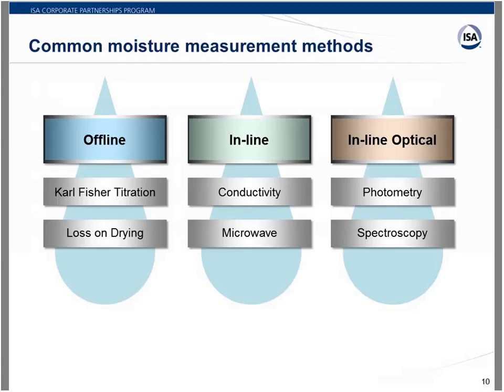Common moisture measurement methods, offline, typically laboratory: Karl Fischer titration, loss on drying. Comments on Karl Fischer titration: it can be either coulometric or volumetric. It has a tendency to drift.